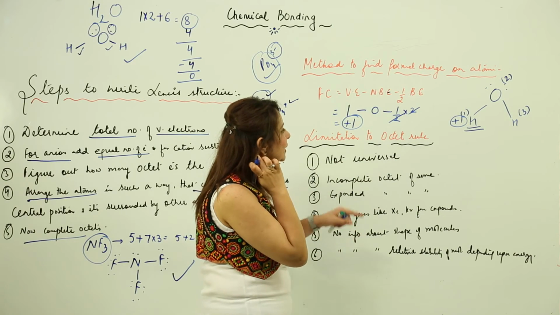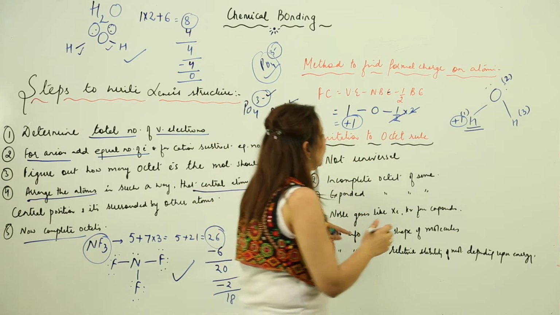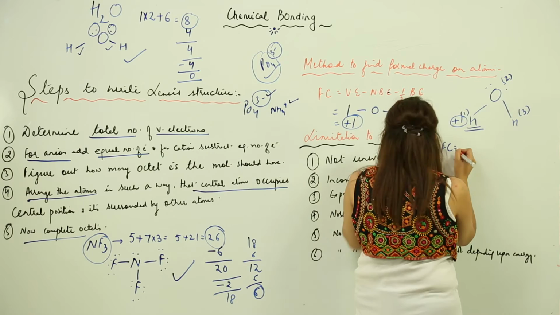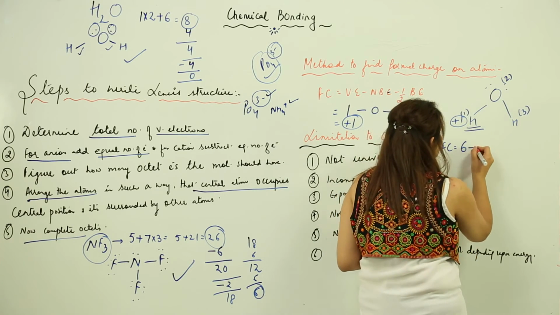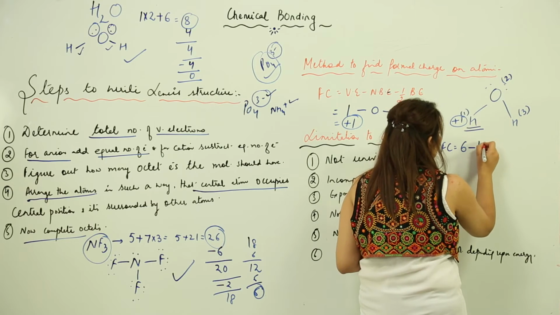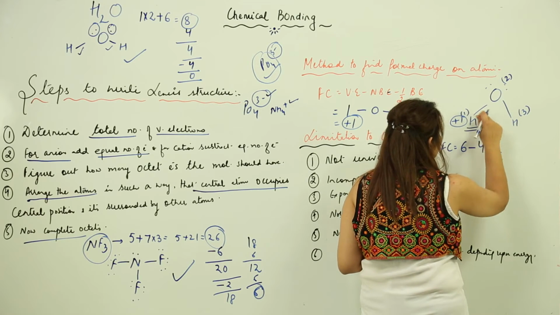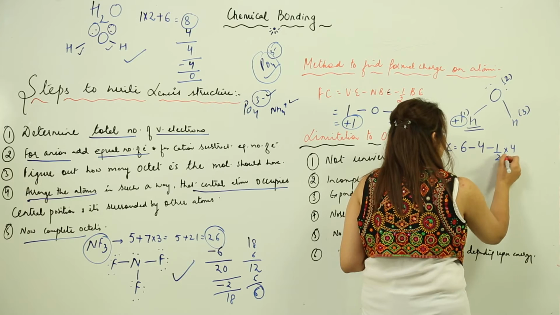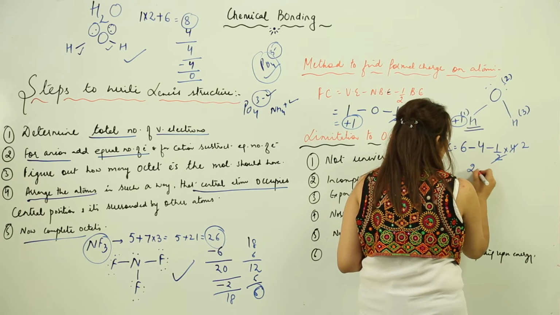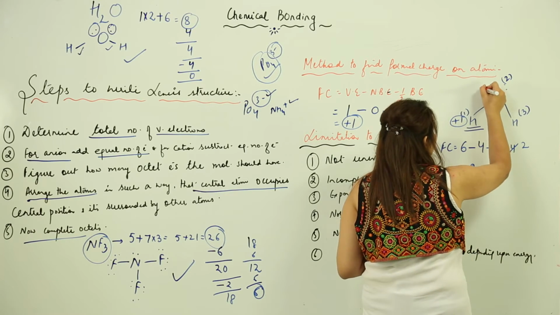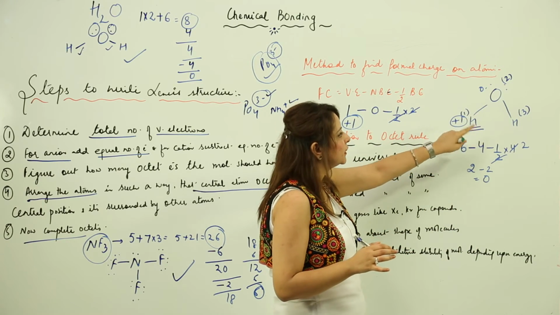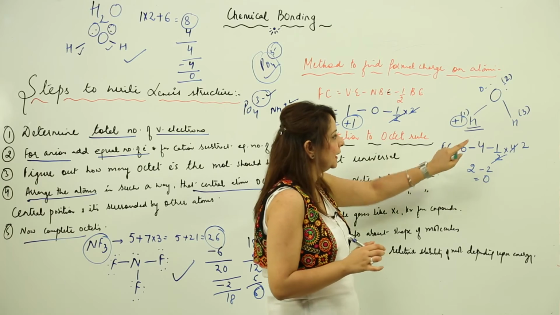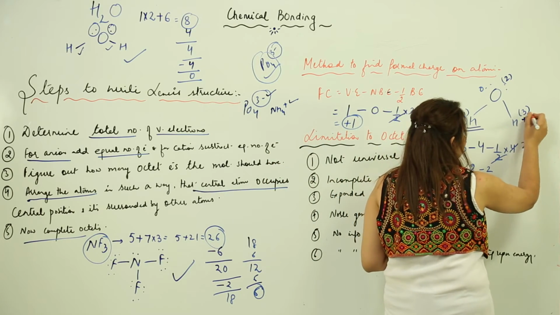Now let us find the same thing for the oxygen. Formal charge is equal to valence electrons. We know that oxygen possesses valence electrons 6, minus non-bonded 2 and 2, 4, minus half into bonded 2 and 2, again 4. When I solve it, what do I get? 0. So it possesses no charge. Now let's talk about the second hydrogen, because we can see that similar bonding has taken place. So again its charge is 0.